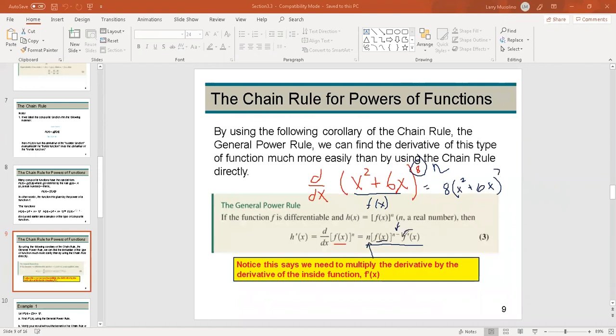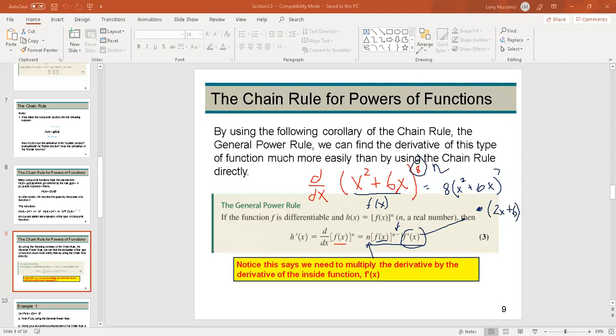But then notice, here's the important part of the chain rule. I've got to multiply by the derivative of what was inside. Our f of x here was x squared plus 6x. So I have to take the derivative of that function. So I'm going to multiply by 2x plus 6. That's the derivative of x squared plus 6x.